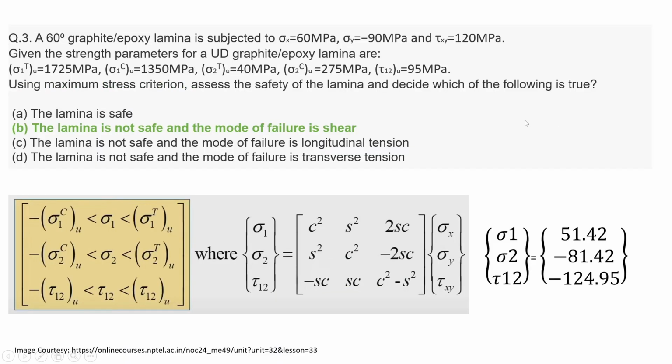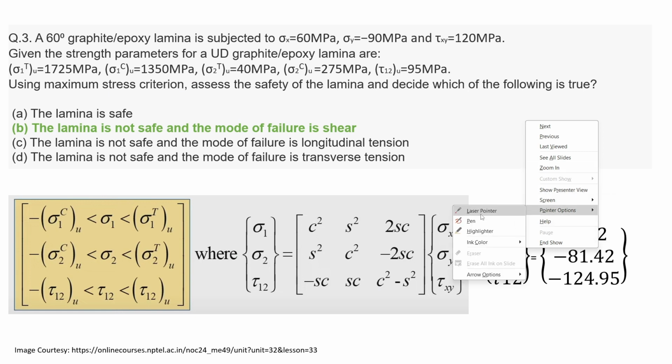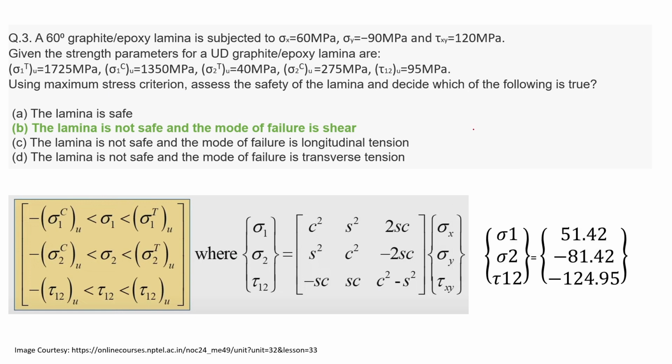Next questions are all numericals. So question number 3 is, a 60-degree graphite epoxy lamina is subjected to sigma x 60 megapascal, sigma y minus 90 megapascal and tau xy 120 megapascal.